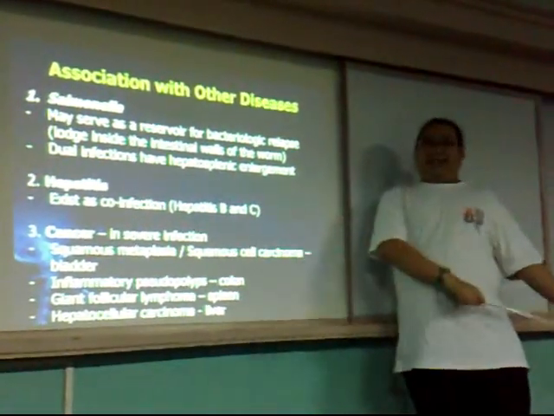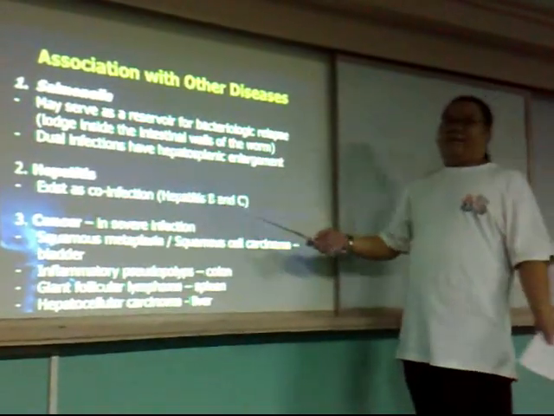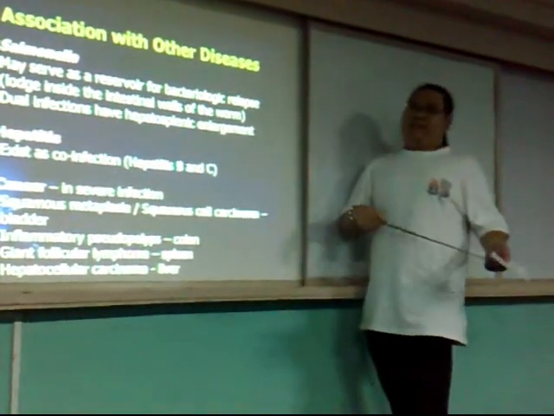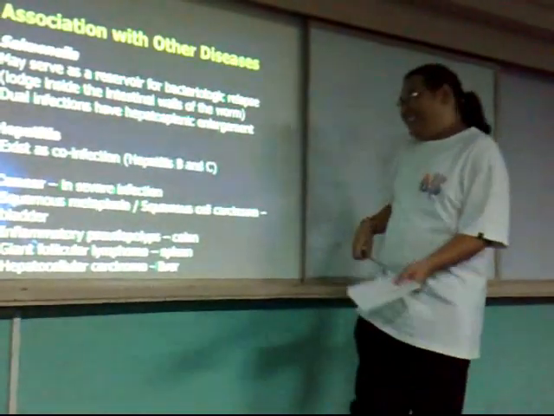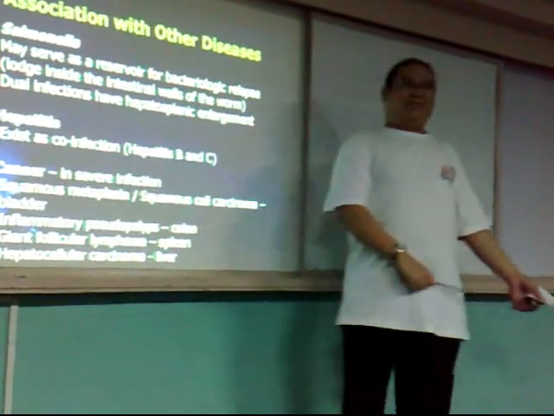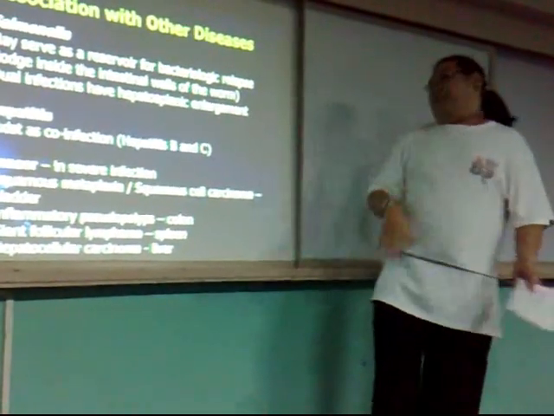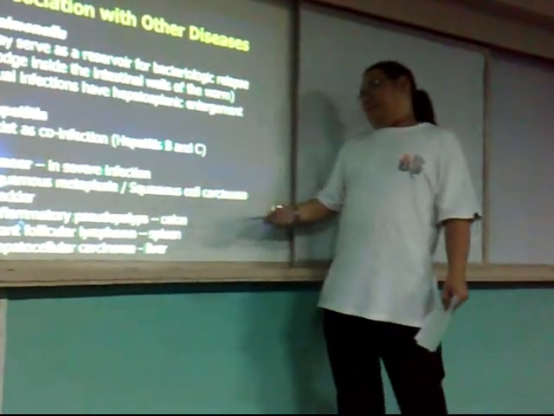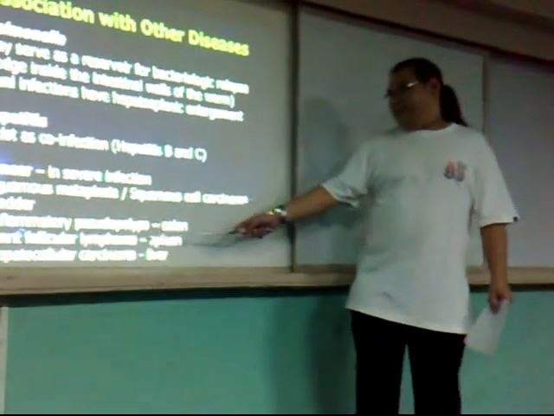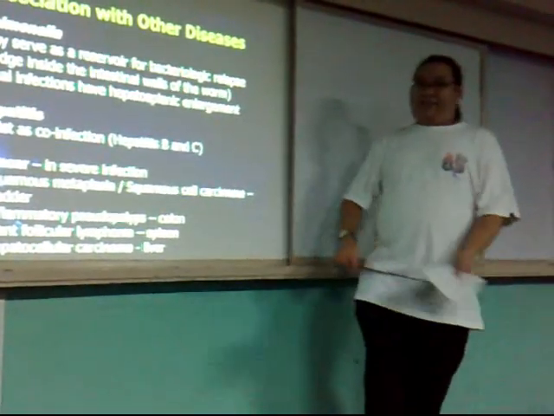Remember that this involves hepatosplenic schistosomiasis. It may exist together with infection with hepatitis B and C. So imagine that, two diseases in one host. And obviously, a heavy infection will indicate cancer, especially if the egg burden is already heavy. For example, squamous metaplasia or carcinoma in the bladder, pseudopolyps in the colon, lymphoma in the spleen, and cancer in the liver.